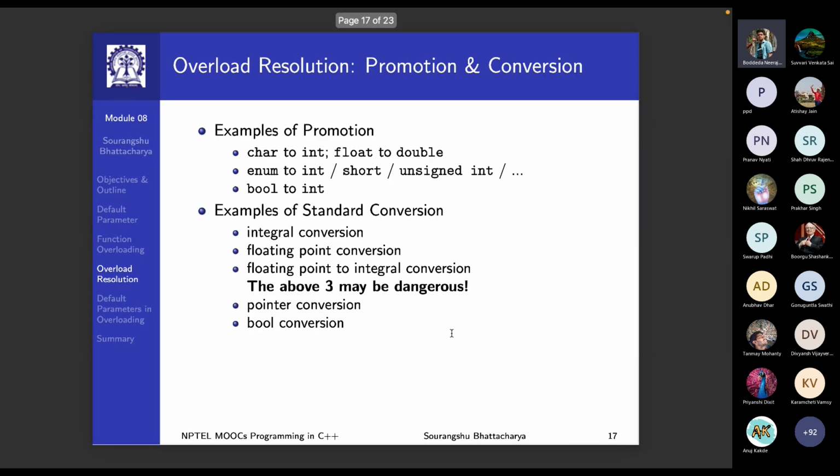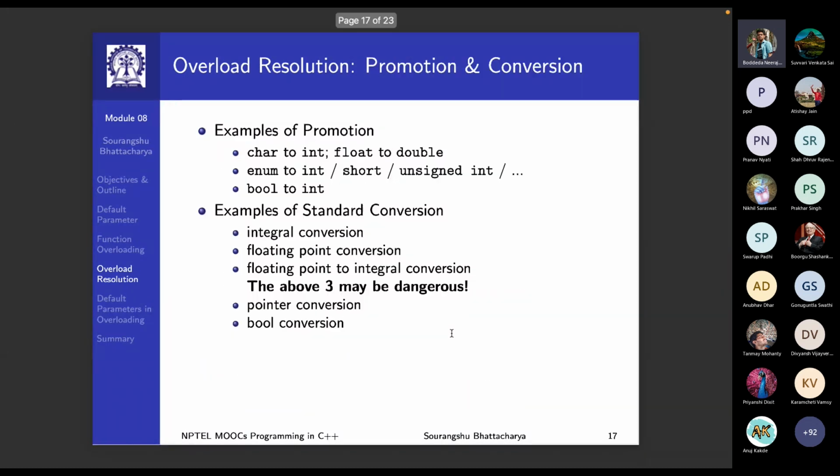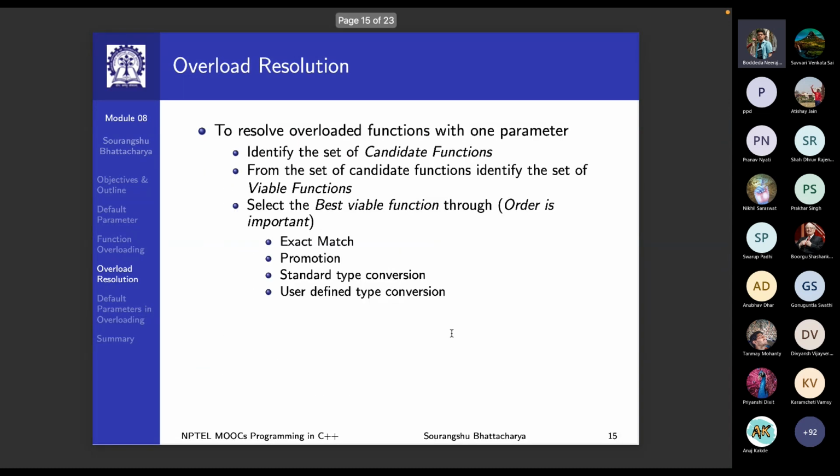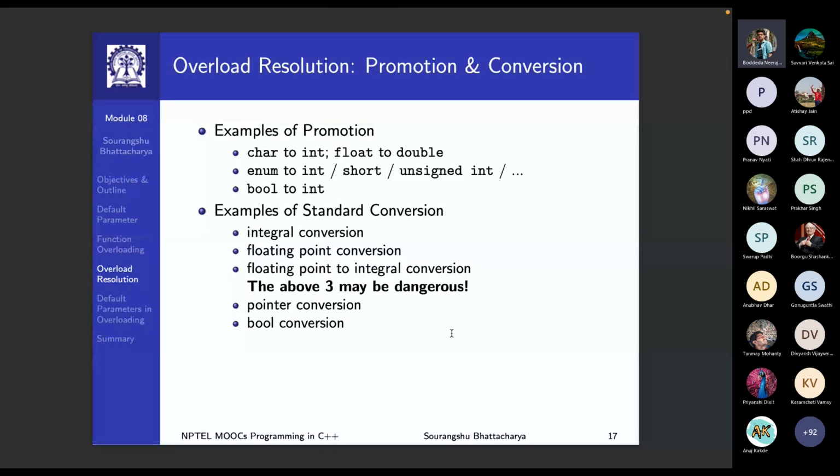Let us come back to the original topic of discussion. So these are exact matches. Basically, we are trying to find the best viable function. If an exact match is found, then that is the function that is called. That is the function definition which will be called. Nothing else is looked at.